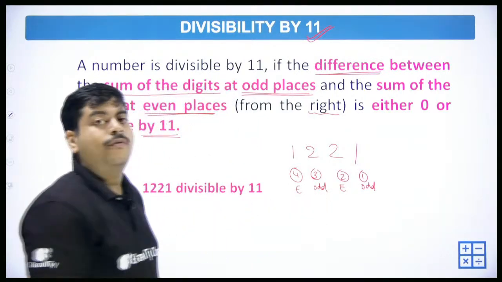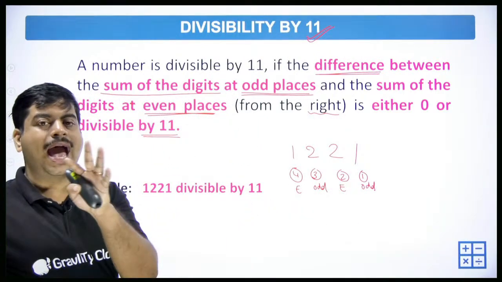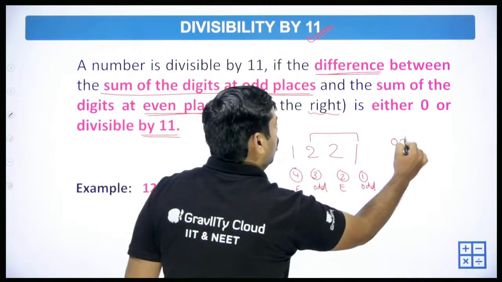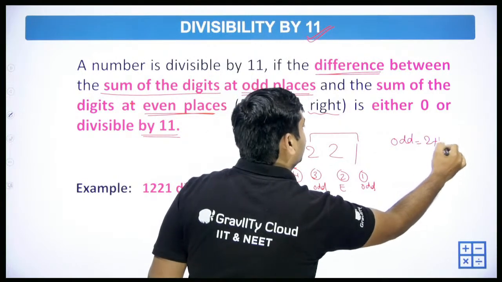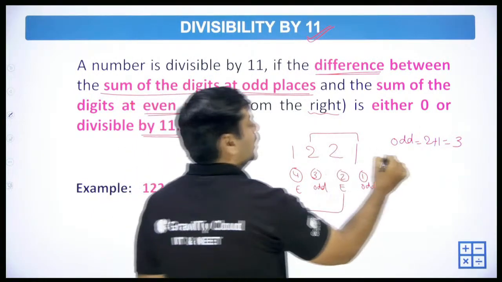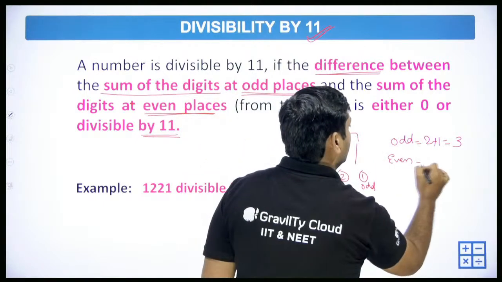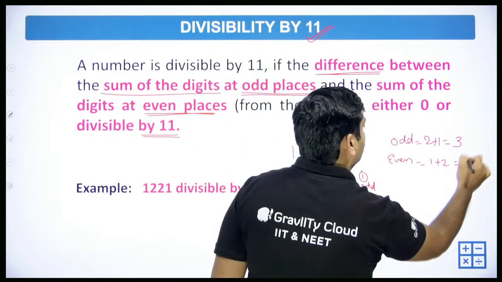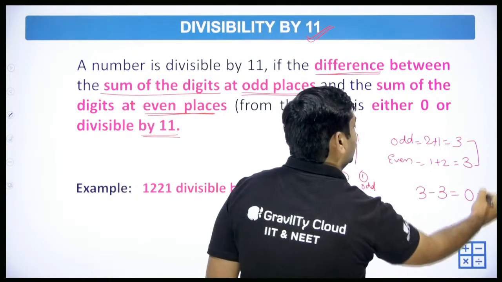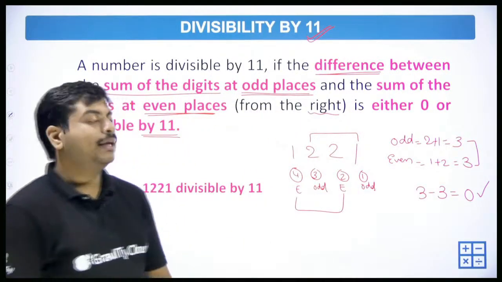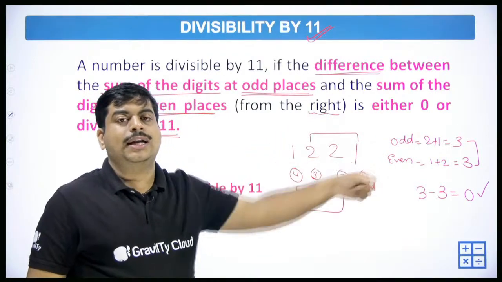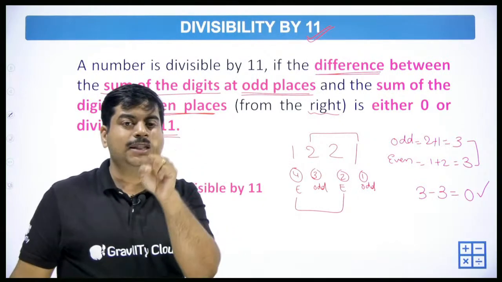So sum of all the digits in the odd and even places. Odd: 2 plus 1 will give you 3. Even: 1 plus 2 again 3. Now tell me, what is the difference of these two? 3 minus 3 is 0. It is enough to say that it is 0 or 11. We got 0. Number 1, 2, 2, 1 is divisible by 11.